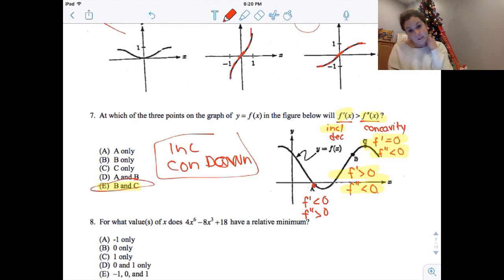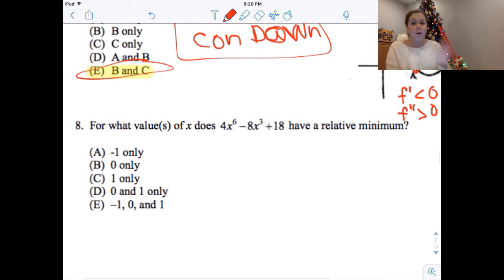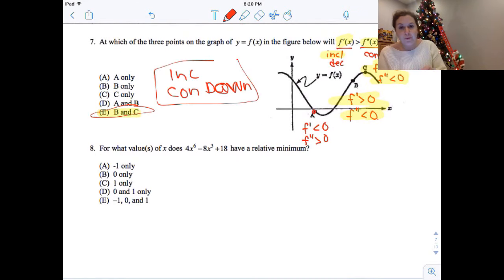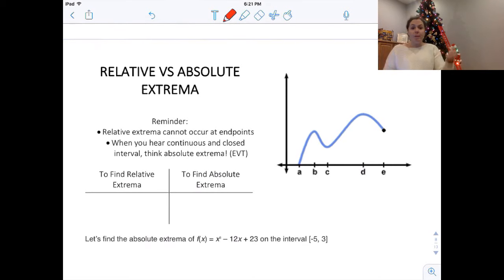All right, let's talk relative minimum because this is something that people can get tripped up on. Relative min versus relative max. And actually, before we do this, let's just talk about that. So relative versus absolute extrema. So a couple of reminders. Number one, relative extrema cannot occur at endpoints. They do not ever, right? Relative extrema means in the neighborhood. You have to look from both sides.